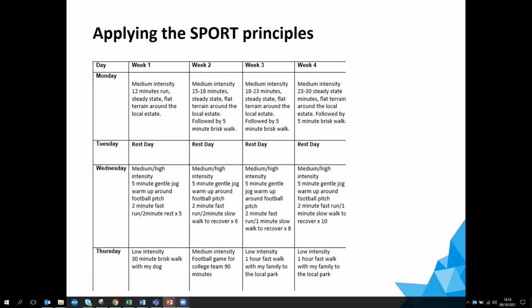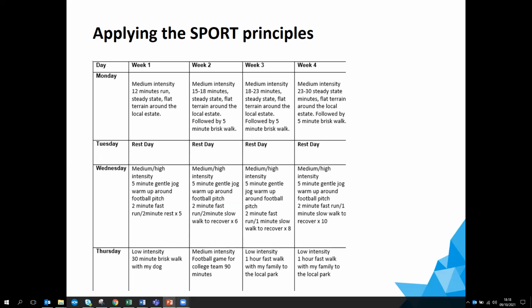Progressive. You can see here that the runs increase in time and there is less rest as the weeks progress. Each week is progressing slightly, but this is gradual and not too excessive. It is so important not to go in too hard on week one, as your body will need time to recover and adapt.